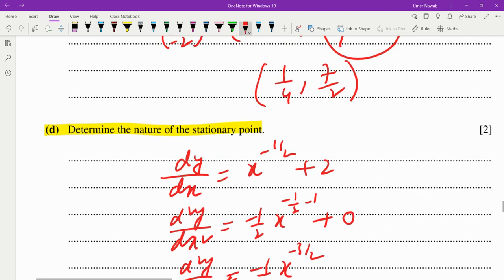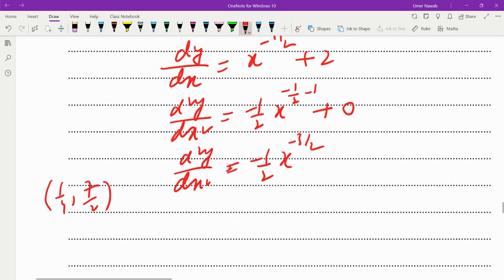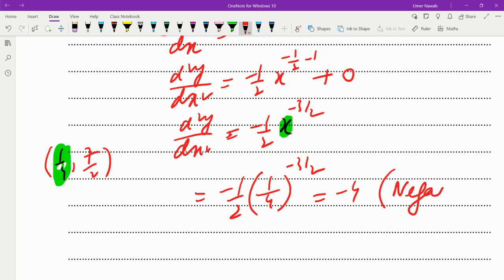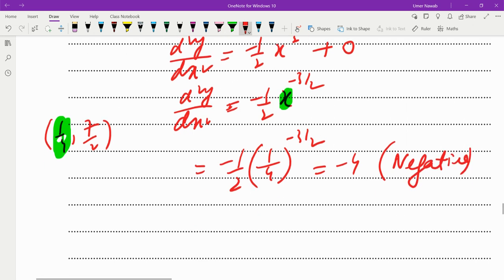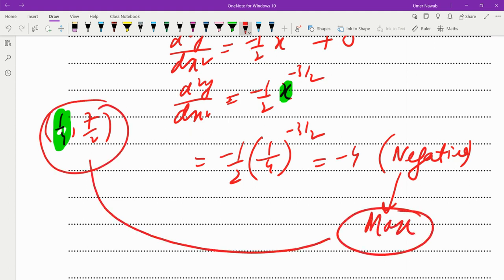Which point is to be tested for its nature? 1 over 4, 7 over 2, the stationary point. So substitute this value of x here, and check what sign comes, positive or negative. I substitute x as 1 over 4 to the power minus 3 over 2 from the calculator. When you simplify, you get minus 4, which is a negative number. Negative gives you the maximum nature of a point. So this point is a maximum point of the curve.